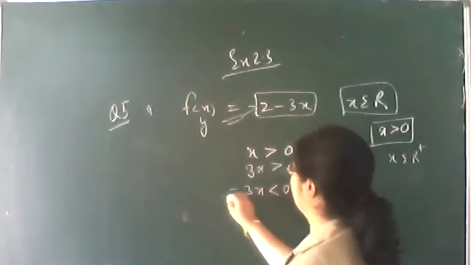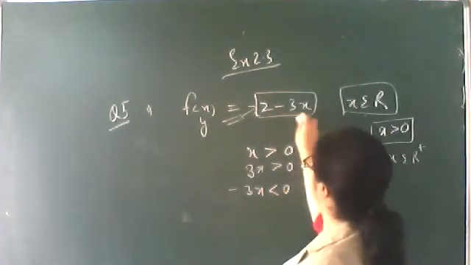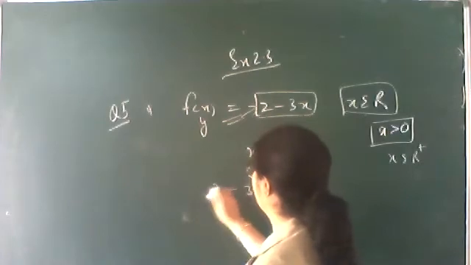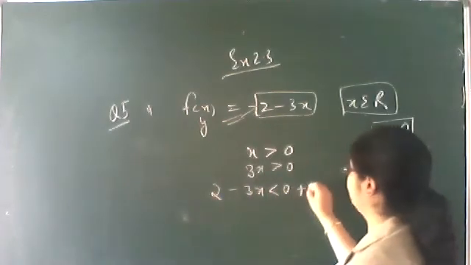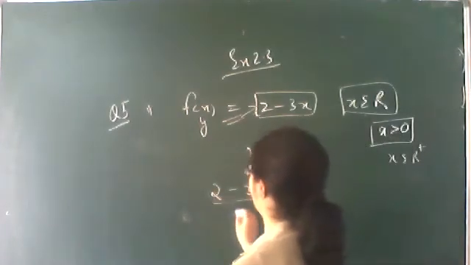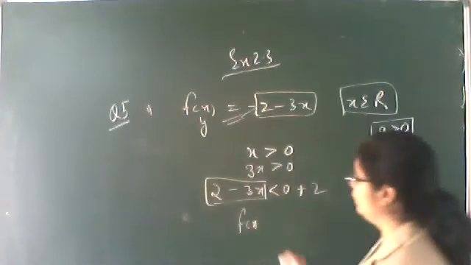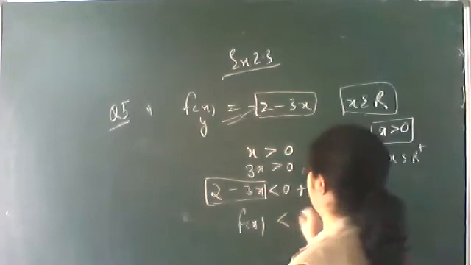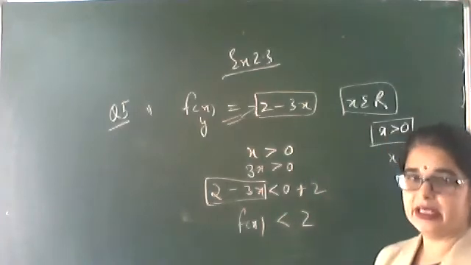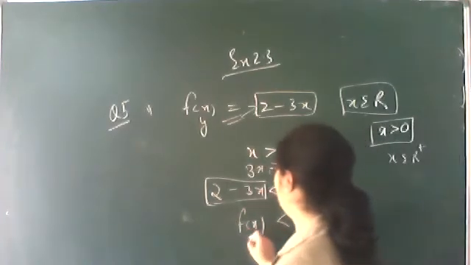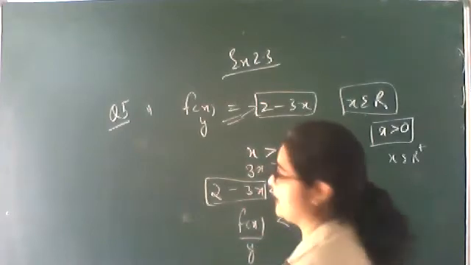Now just see, we have 2 minus 3x, not only minus 3x. So add 2 on both sides. We have added 2 here and 2 here. So this is your f(x), 2 minus 3x, or y, whatever you want to write. f(x) is less than 2. f(x) is basically y only.